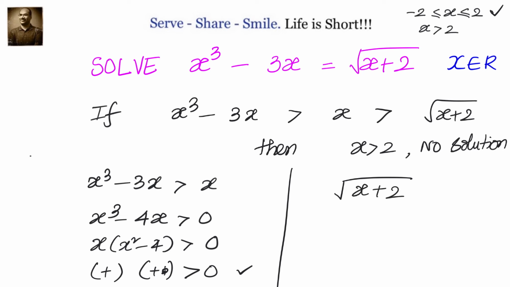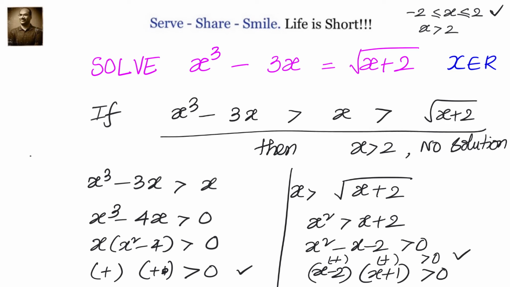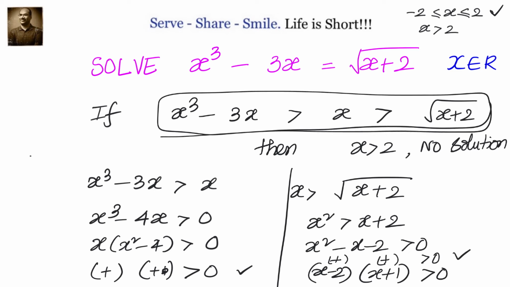Now let's go to the other condition, x greater than RHS. Squaring both sides, we'll have x square greater than x plus 2, or x square minus x minus 2 is greater than 0. Really, is x square minus x minus 2 greater than 0? Let us check by factorizing the LHS: x minus 2 into x plus 1 greater than 0. Put x greater than 2, x minus 2 will be positive, and at x equals 2, x plus 1 is 3. So we have a positive value on the left hand side which is greater than 0. So we have successfully proved that LHS is greater than x and x is greater than RHS.